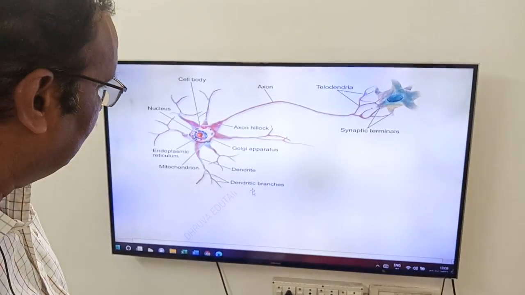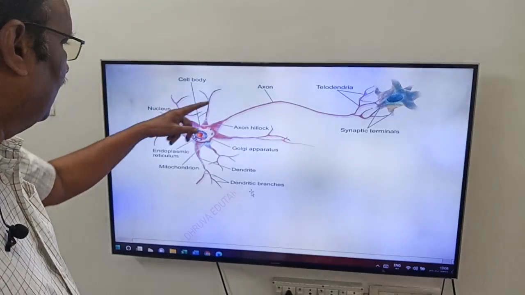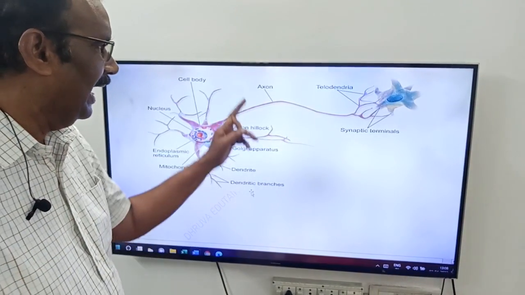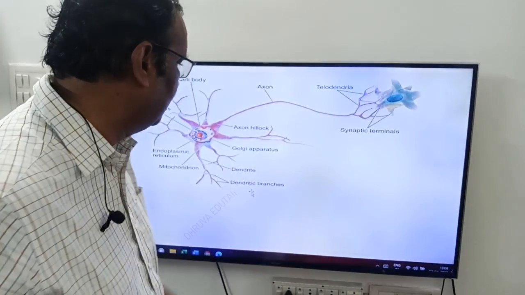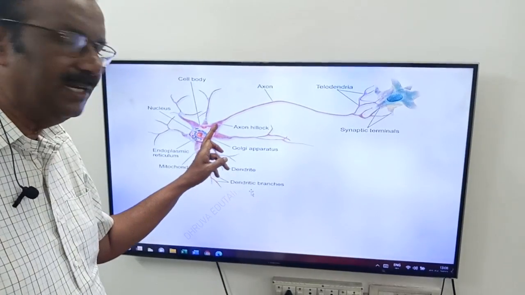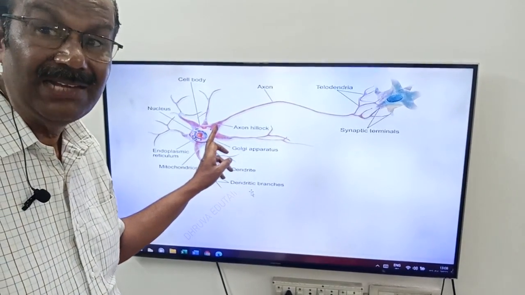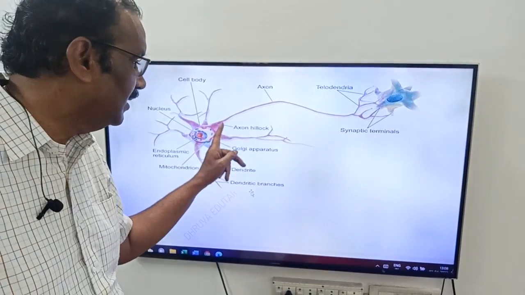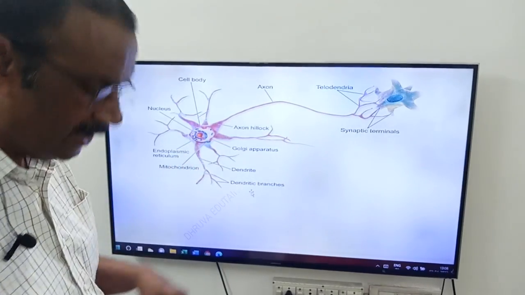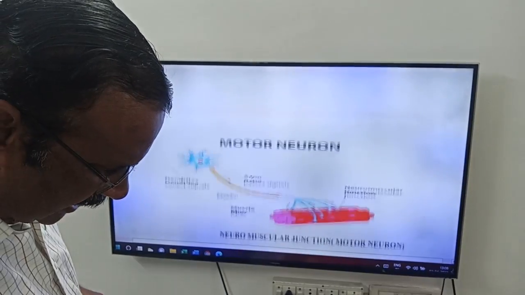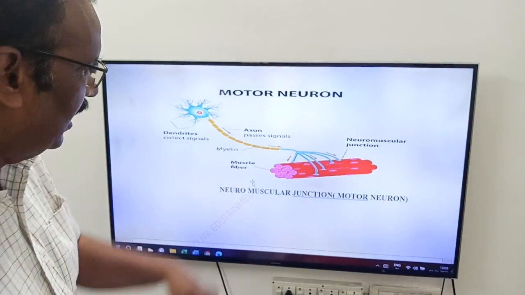Okay. Now see one more image, friends. This is a nerve cell, axon, telodendrites. Here it is a synapse, friends. See, the axon hillock is the place where the axon originates from the nerve cell body. That's called axon hillock. Okay, friends. This is about the structure of a nerve cell.